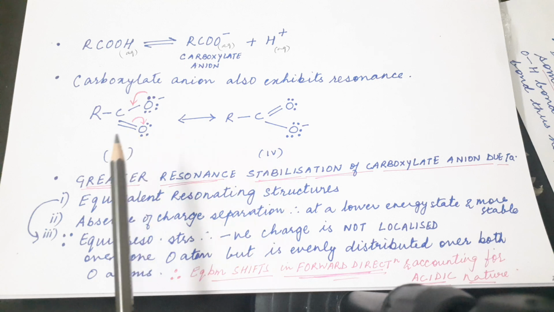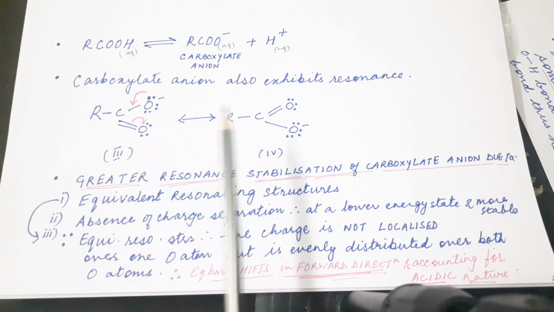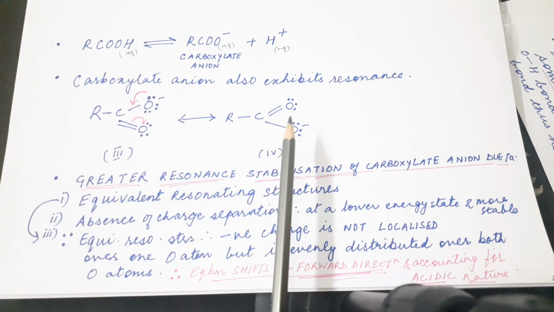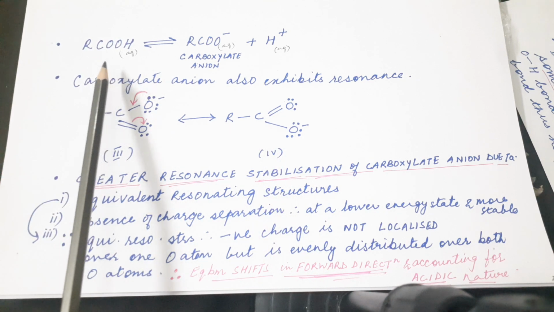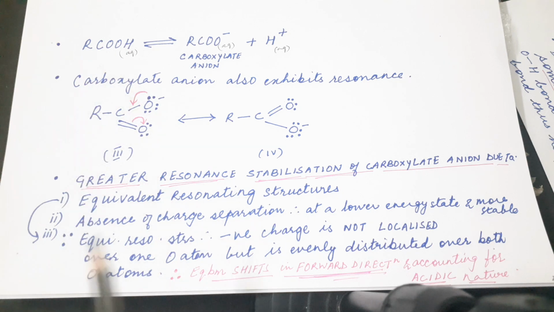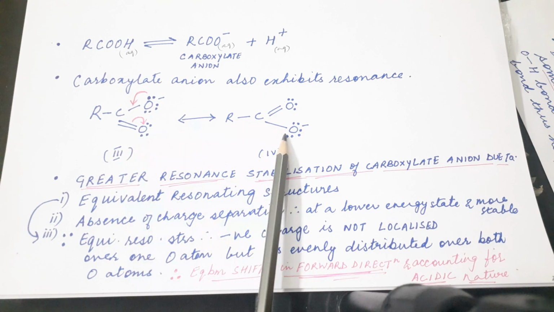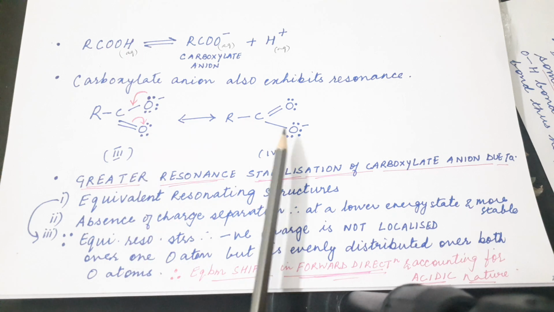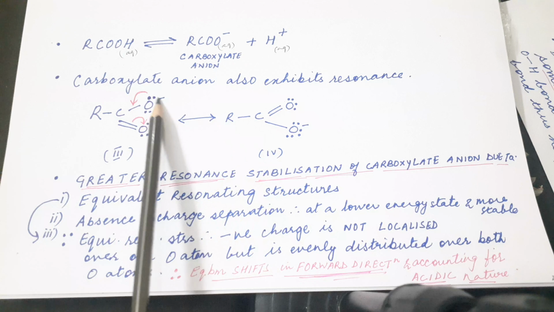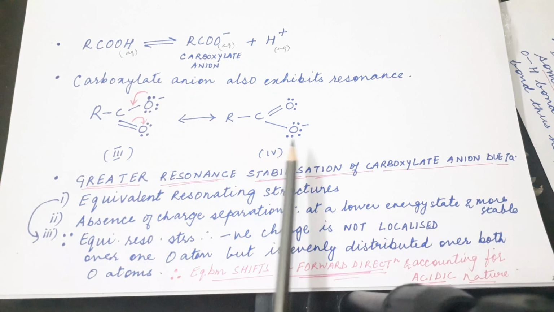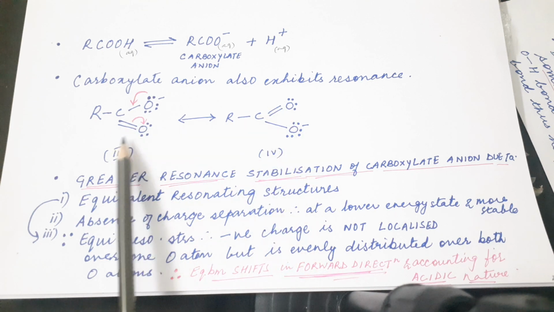So we are going to try to justify greater resonance stabilization of the carboxylate anion as compared to the resonance stabilization of the undissociated acid molecule. And how do we do that? Point 1, the resonating structures of the anion are equivalent resonating structures. Equivalent means they are similar resonating structures: O with 6 electrons, minus, and the other oxygen with a double bond, and vice versa.